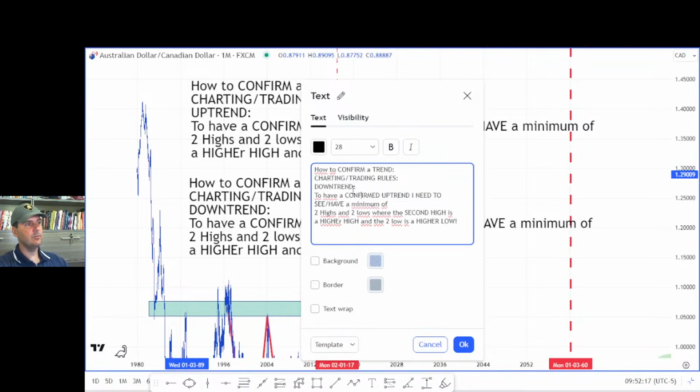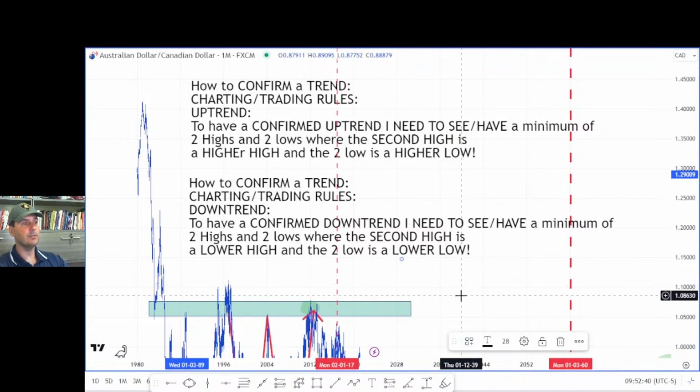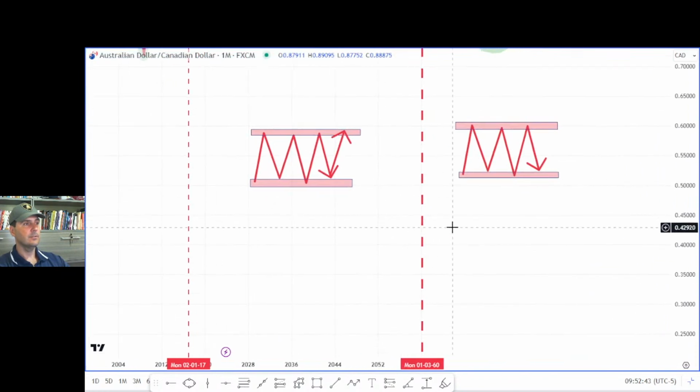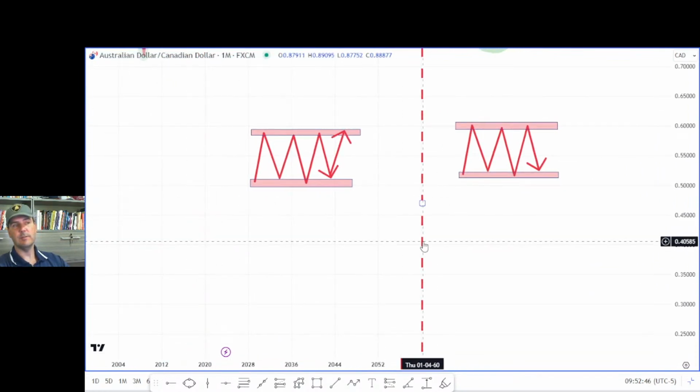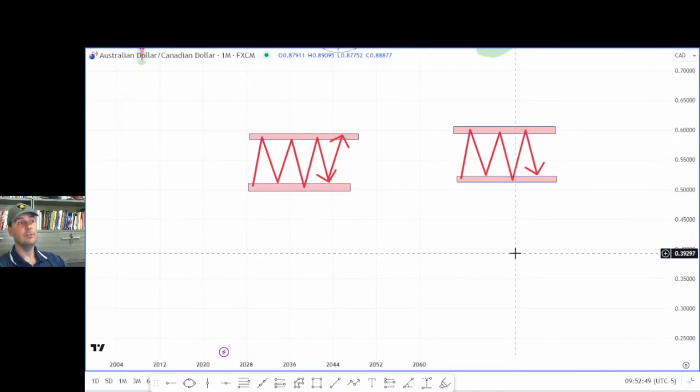Downtrend. To have a confirmed downtrend, I need to have a minimum of 2 highs and 2 lows, where the second high is a lower high and the second low is a lower low. Yes, but period, end of story. Those are the rules. If you don't obey those rules, everybody, the next 5 years are going to be the same for you, advanced trader or intermediate trader. This is one. It could be another one.